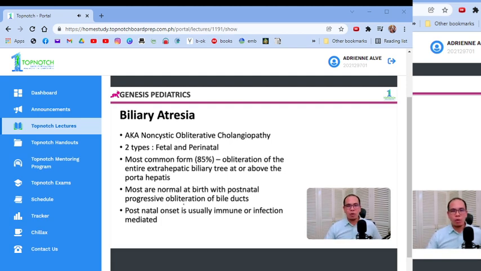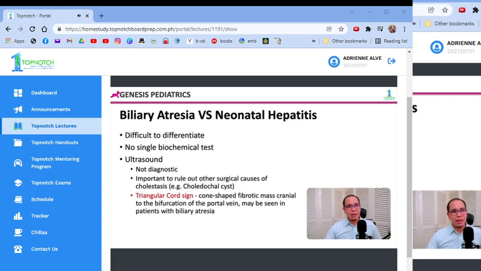Okay? A lot of these patients are normal at birth and there's postnatal progression. So ito yung mga baby na okay sila, tapos habang tumatanda, dok, nagiging acholic yung stool, tapos lumalabas yung jaundice. Okay? So for those with postnatal onset, it can be immune or infection mediated. Okay? Biliary atresia versus neonatal hepatitis is actually very difficult to differentiate clinically. And even with your lab test, there is no single biochemical test that will distinguish your biliary atresia versus neonatal hepatitis.